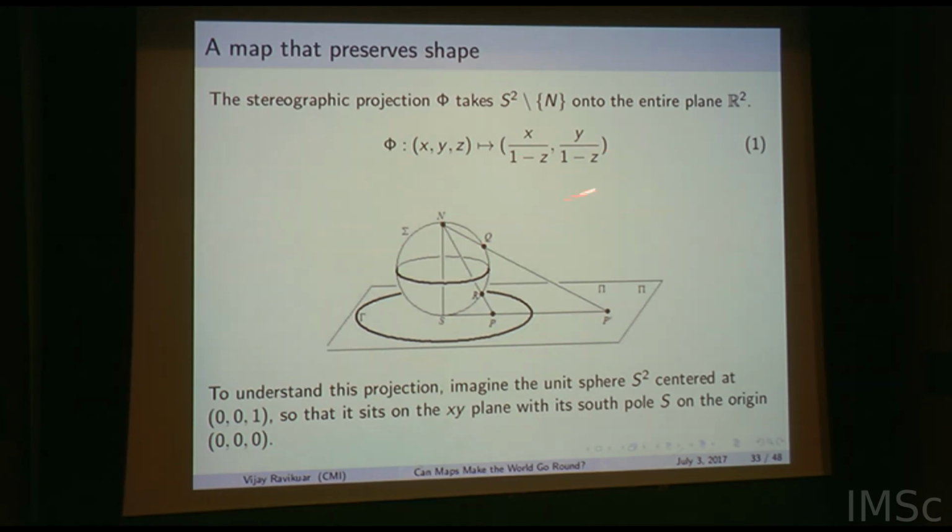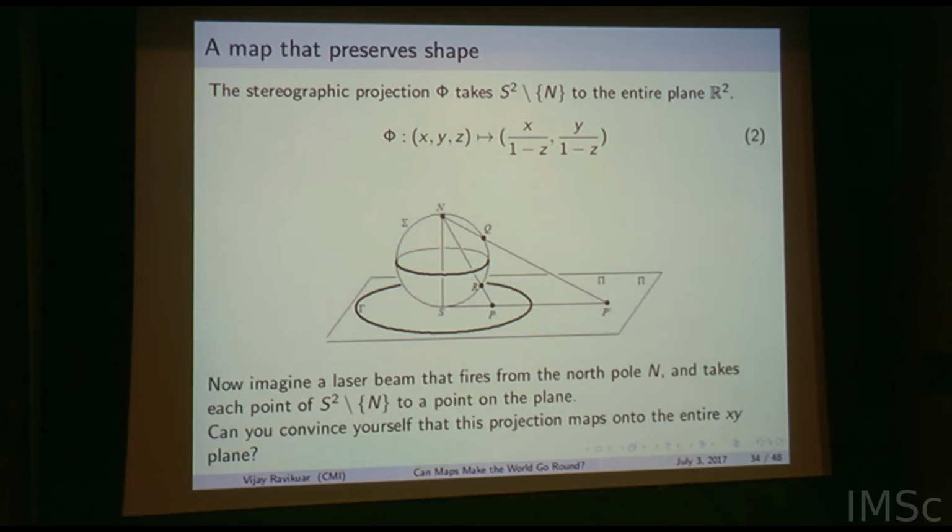Here's the formula for it, but I think it's easier to understand if we just look at this picture. So we imagine the sphere with the North Pole taken away. And the sphere is sitting on the origin, so its South Pole is on the origin. And to make this simple, there's a small mistake here. I really want this to be centered at the point 1/2 and be a sphere of radius 1/2. So I shouldn't have written unit sphere here. I should have said sphere of radius 1/2 centered at 0, 0, 1/2. Because then this formula will work out. But the picture hopefully will make sense.